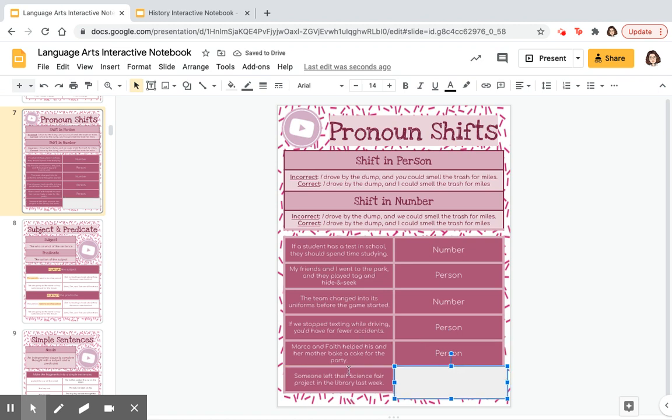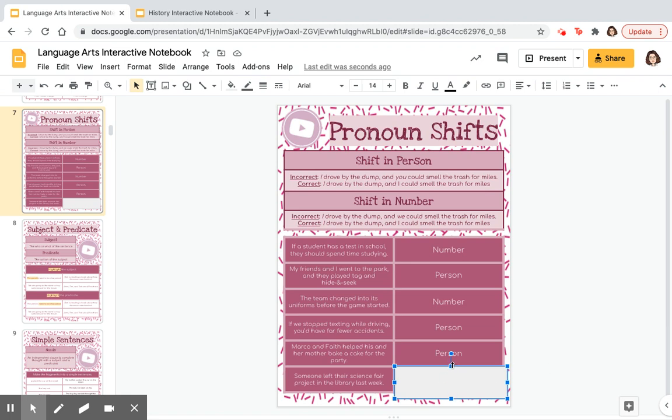Marco and Faith helped his or her mother bake a cake for the party is incorrect in person because Marco and Faith have a singular mother. So it would be helped their mother because that's two people.